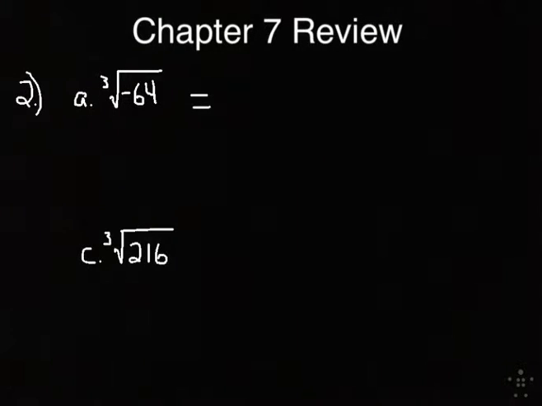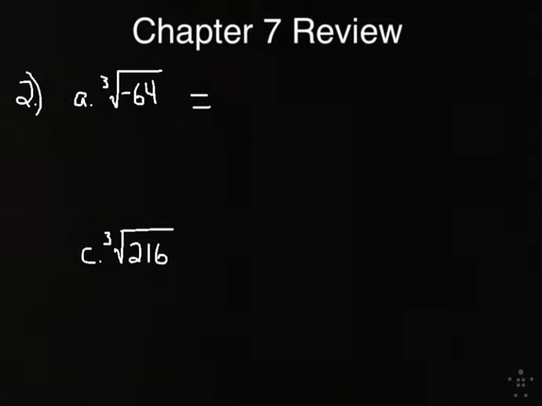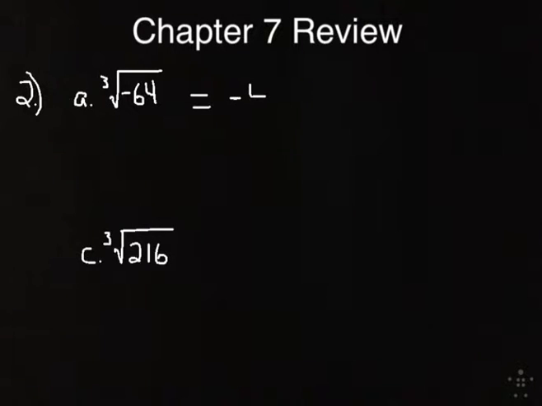Now, you probably should know this one by now. What number times itself 3 times gives you 64? 4. So in this case, negative 4 times negative 4 times negative 4 is negative 64. So that one's just simply negative 4.